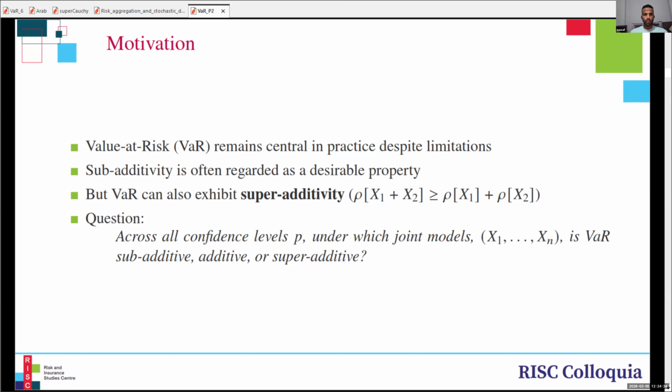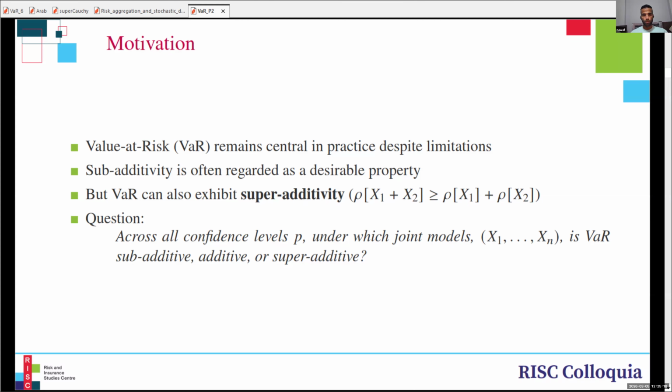Despite being non-subadditive for all models, because we know that subadditivity is regarded as a nice property since it conveys, as we said, diversification, that's why some practitioners may be reluctant to use var. But on the other hand, on the plus side of var, it can capture superadditivity. So it can capture this opposite phenomenon, that the risk of the sum exceeds the sum of the two risks.